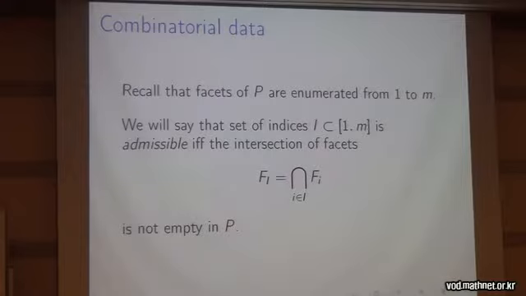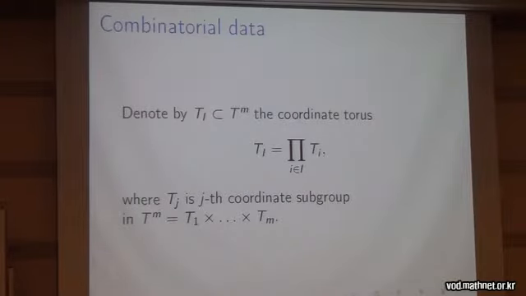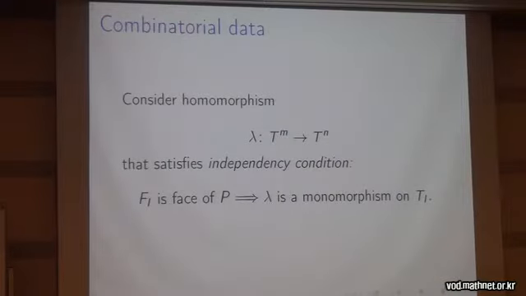And some more definitions. We will say that a sequence of indices I is admissible if the corresponding intersection is not empty in P. If we have the sequence I, then the corresponding face is F_I, and we denote by T_I the following toric subgroup, the product of the corresponding subgroups. And to define the quasitoric manifold itself, we need some more information. In fact, we need a homomorphism lambda that satisfies the independence condition: if I is admissible and F_I is a face, then lambda is required to be a monomorphism on T_I.